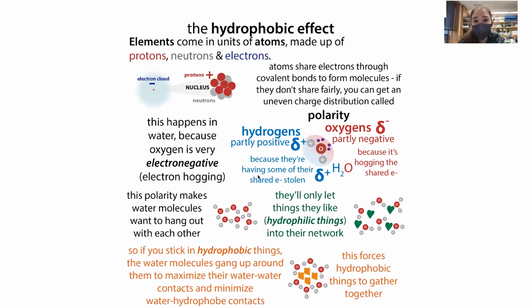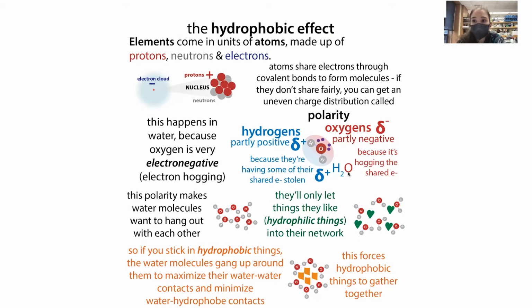So basically, there's this thing called the hydrophobic effect. Because water has a strong permanent polarity, where the oxygens are partly negative and the hydrogens are partly positive, and because water can hydrogen bond with itself, water is going to want to form networks with other water molecules. And it's only going to want to let in other stuff if those things have partial charge or full charge, because it doesn't want to give up its water-water interactions in order to accommodate something that has nothing to give it.